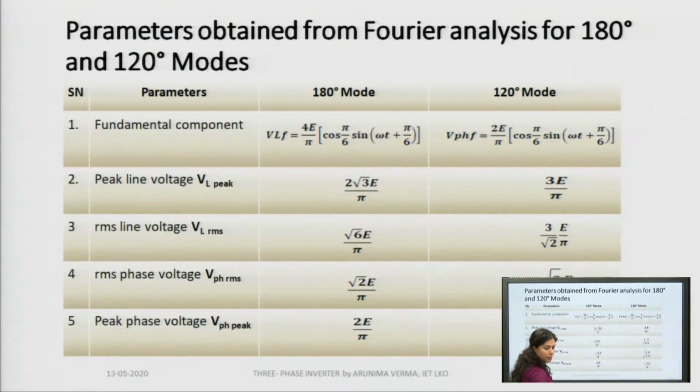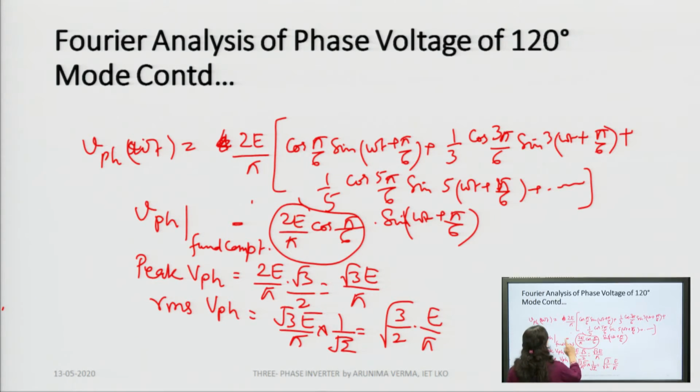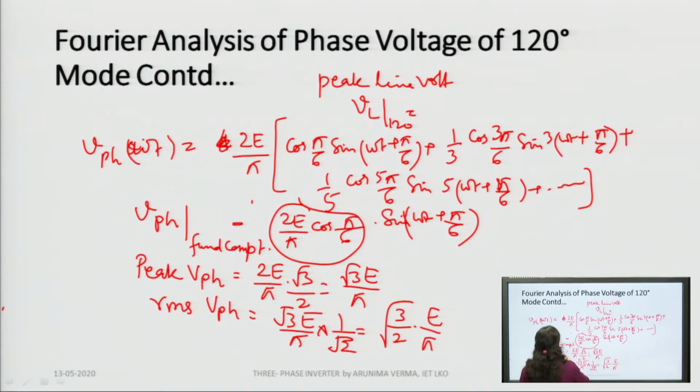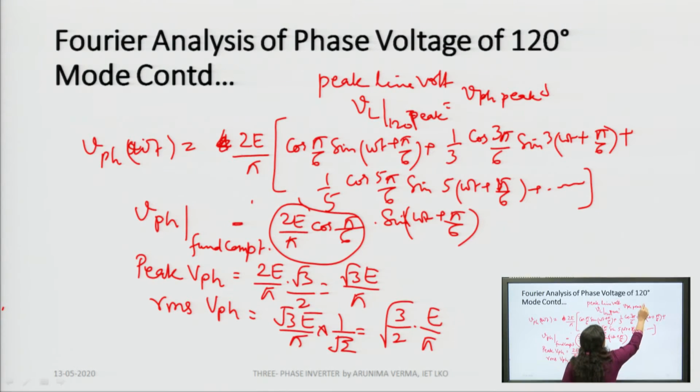As you can see in the tabulated form also, RMS phase voltage for 120 degree mode is root 3 by 2 E by pi. Similarly, you can find out the peak line voltage for 120 degree mode, that is VL 120. You will have to take VPH peak into root 3. So, you get this as 3 E by pi.